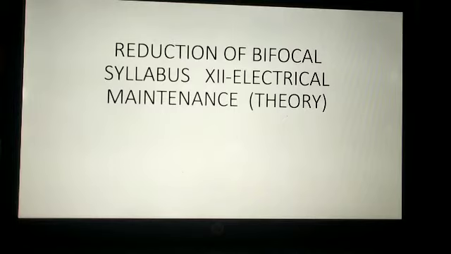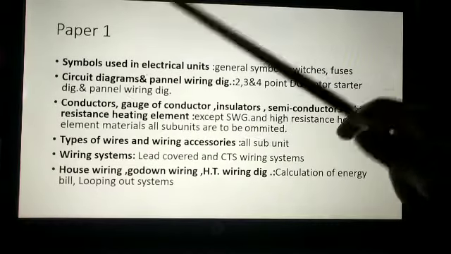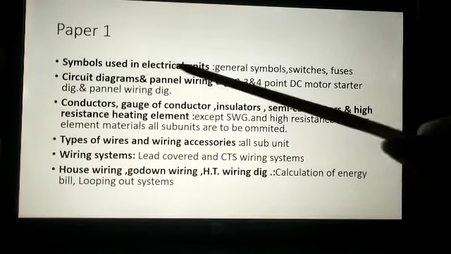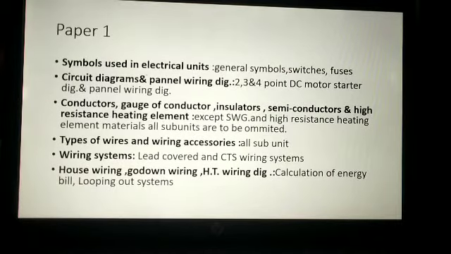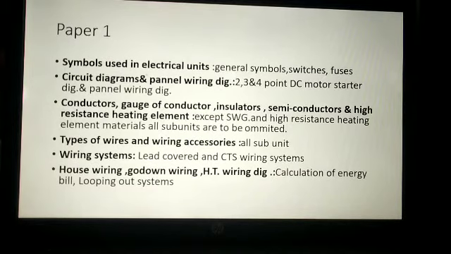So we will see the reduced syllabus of 12th standard electrical maintenance subject. First one is of paper 1, that is first chapter, symbols used in electrical units. From the first chapter they have reduced 3 points. You can see the textbook, refer to the textbook.